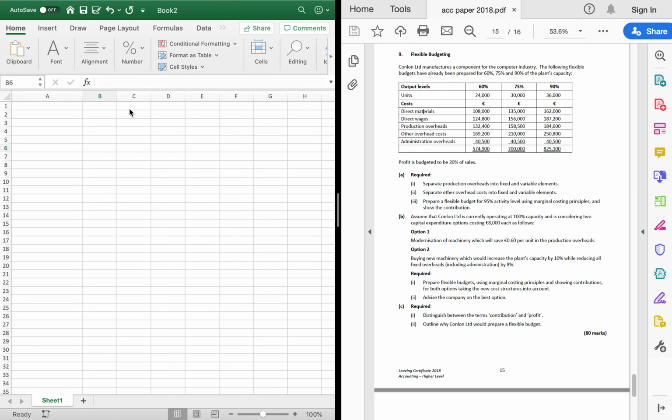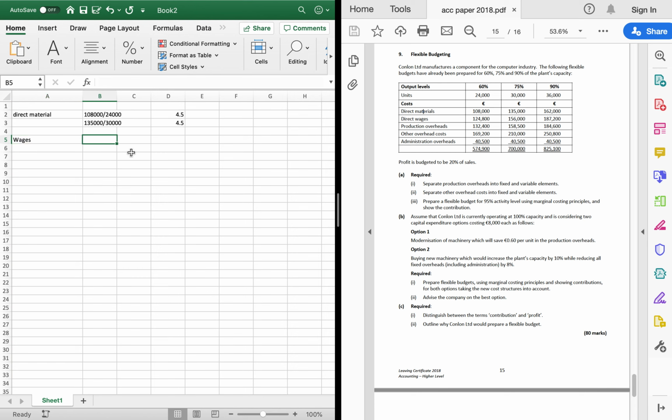So if you took 108,000, I'll just show you this. You don't have to do this, but if you took the 108,000, that is direct materials, and divide it by 24,000, you will get 4.5. If you take the next level up, 135,000, divide that by 30,000, you get 4.5. That makes it variable. It's in constant ratio.